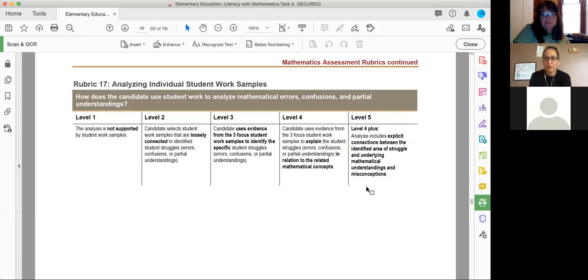So level 5 says analysis includes explicit connection between the identified area of struggle and underlying mathematical understanding and misconceptions. So again, as I mentioned before, you want to directly connect that student work to the mathematical concept, okay? You're always making those connections.